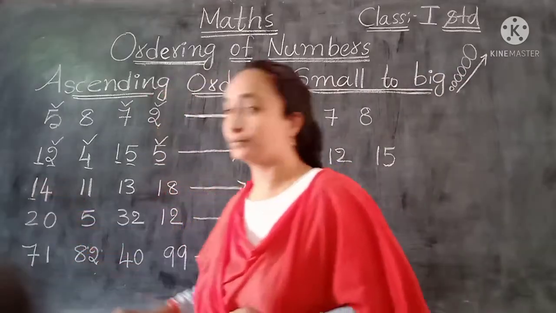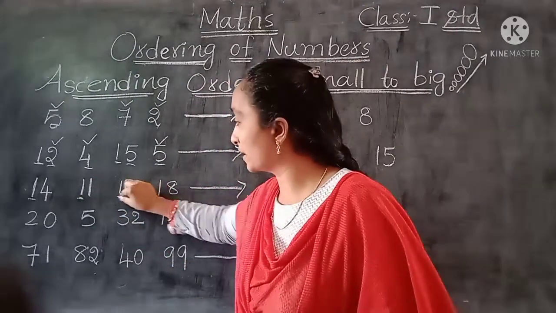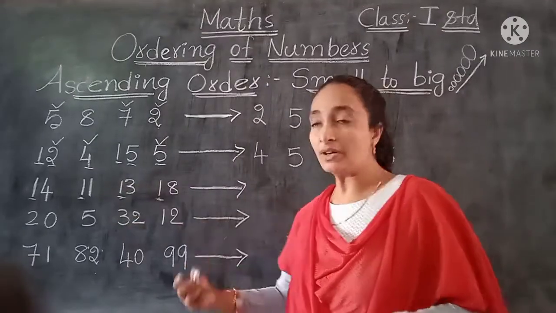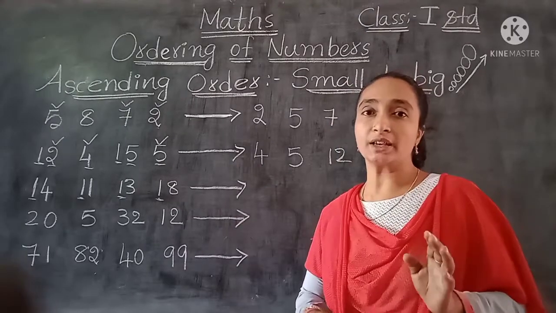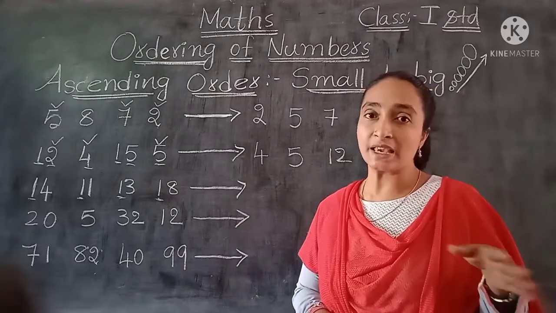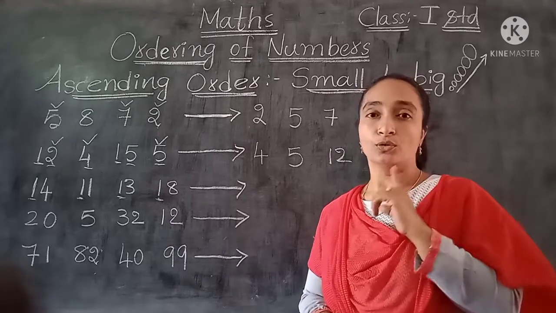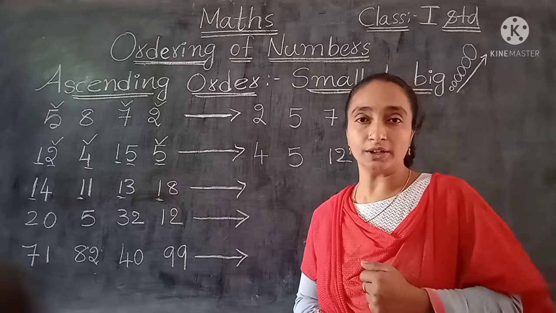1, 10. Here also 1, 10. Here also 1, 10. 1, 4, 14. 1, 1, 11. 1, 3, 13. 1, 8, 18. So all the tens places are the same numbers for all of them. So how to identify now? How could we identify?